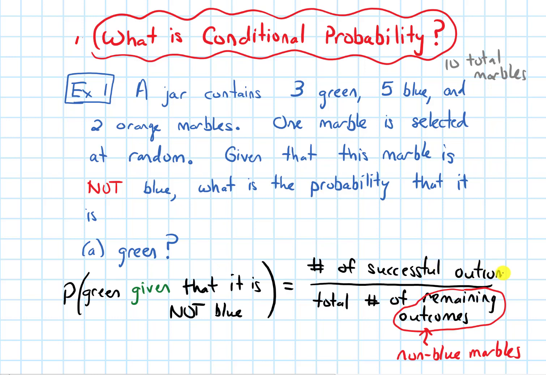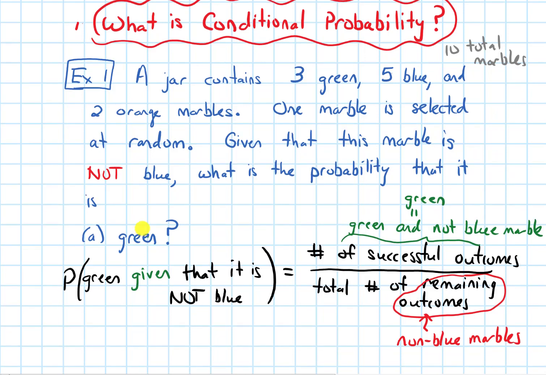So the successful outcomes, and let's specify, well, what does success mean in this context? So in this context, we are after the probability that we get a green one, given that it's not blue. So a success means that we have a green and not blue marble, but a green marble is definitely not blue. So this is just a green marble here.